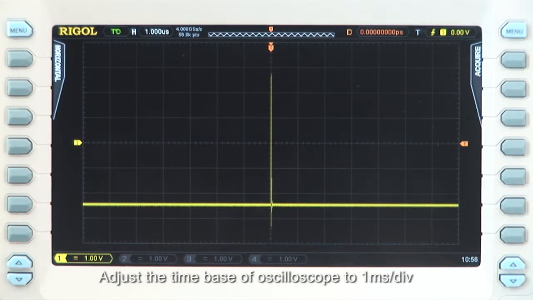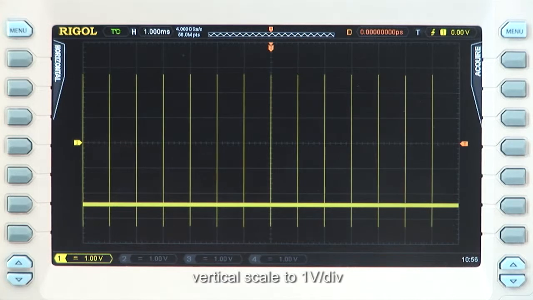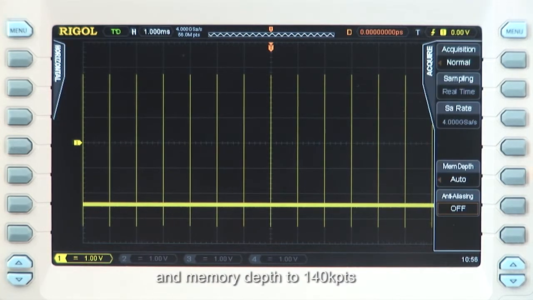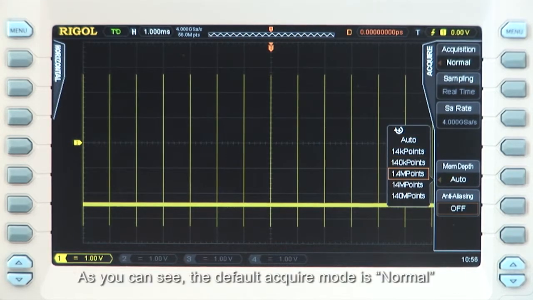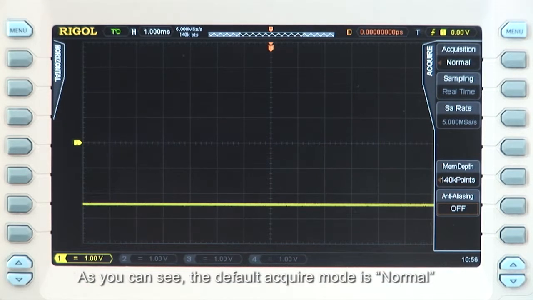Adjust the time base of the oscilloscope to 1 millisecond per division, the vertical scale to 1 volt per division, and memory depth to 140 kilopoints. As you can see, the default acquire mode is set to normal.